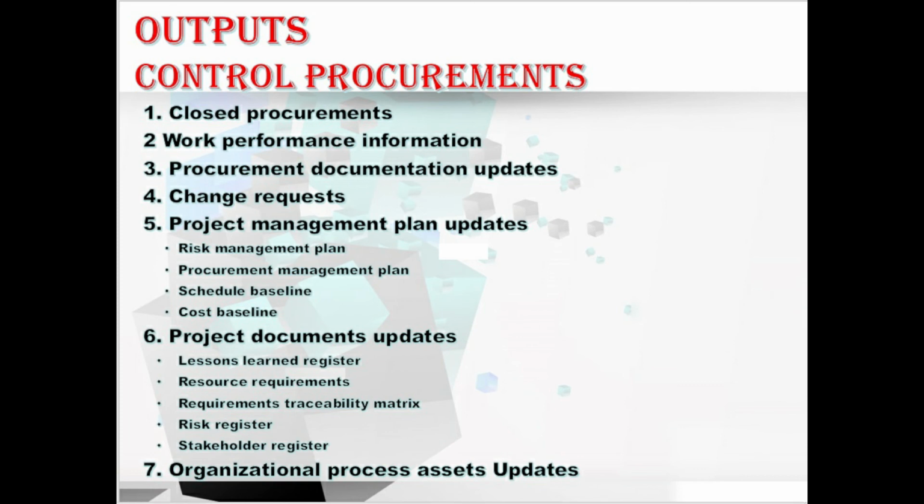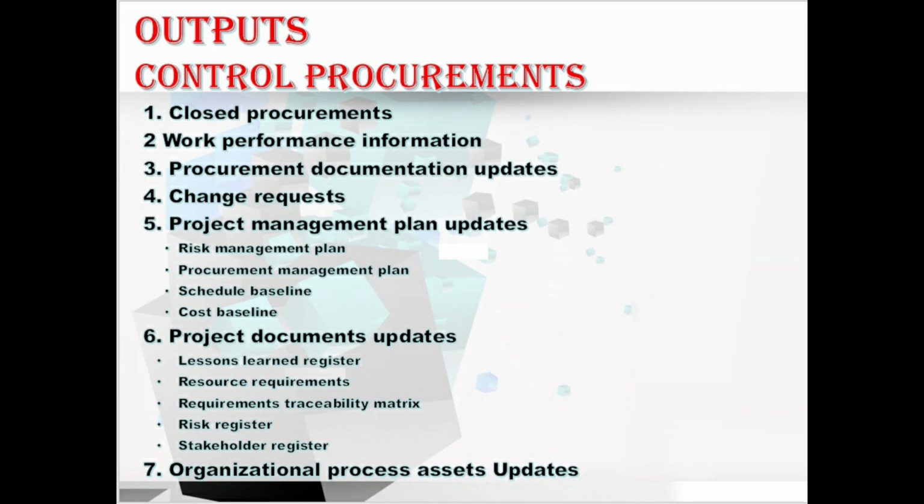We have the organizational process assets updates. In this output, it may include the payment schedules and requests. It may include the seller performance evaluation documentation, and it may include the pre-qualified seller list updates, and also the lessons learned repository and the procurement files. So all this information may be included in the organizational process assets updates. Okay, hope you understood about all the outputs of the control procurements process.